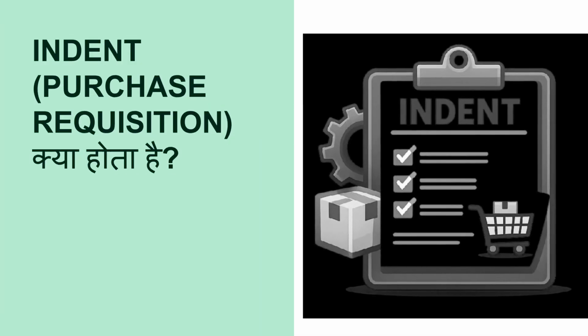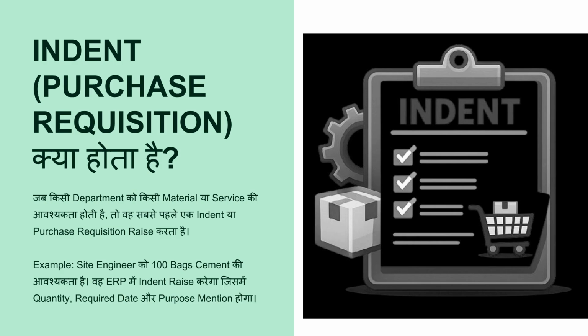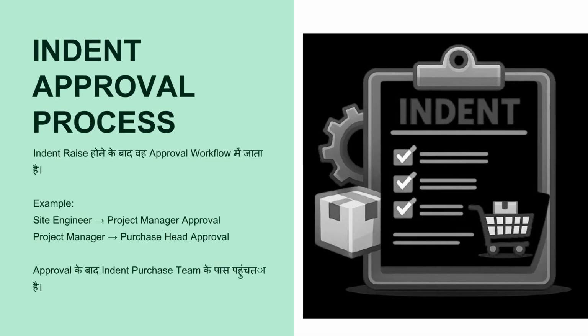What is an indent or purchase requisition? When a department requires material or a service, they first raise an indent. For example, a site engineer needing 100 bags of cement would raise an indent in the ERP, mentioning the quantity, required date, and purpose. After the indent is raised, it enters an approval workflow. For instance, it might go from the site engineer to the project manager for approval, and then to the purchase head. Once approved, the indent reaches the purchase team.